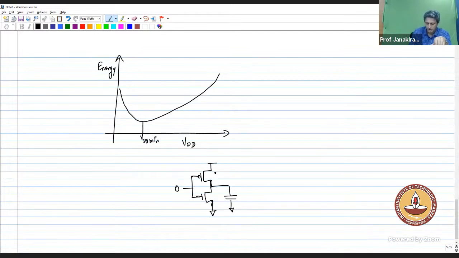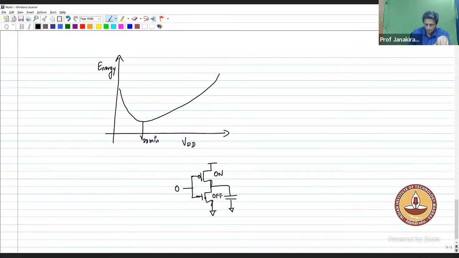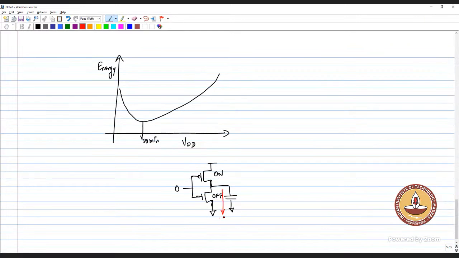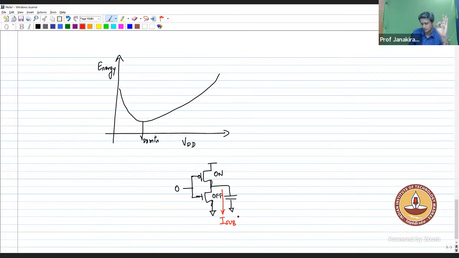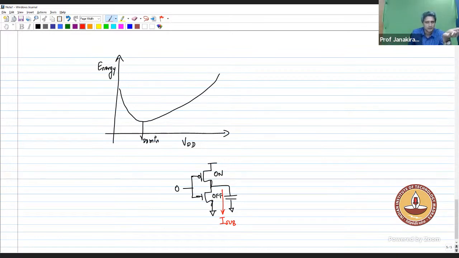The PMOS is turned on, correct? This is off. So if it is off, that means there is a certain current coming through this NMOS transistor. This is the subthreshold leakage. It may be a very small current. But in steady state, there's no current that goes to the capacitor.